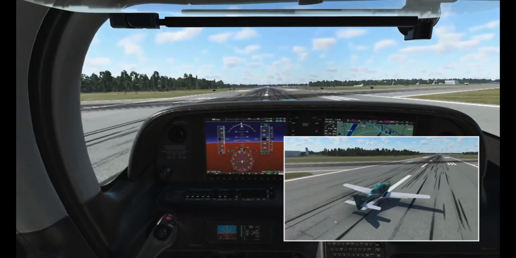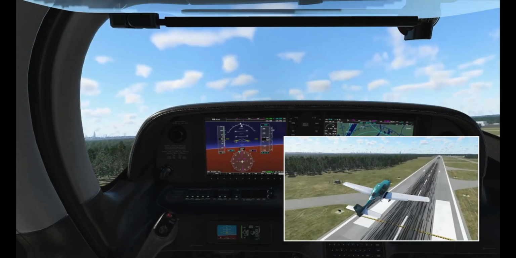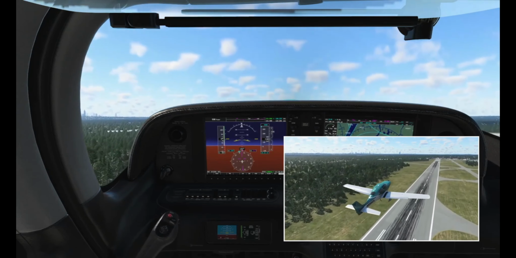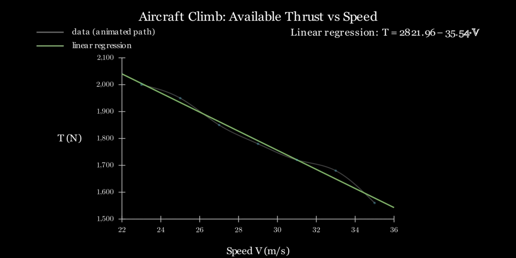a given altitude. During climb, the engine usually operates at maximum continuous power, which corresponds to a propeller speed of about 2,350 revolutions per minute. By keeping this speed constant and calculating from liftoff up to the cruise speed, we can determine the power available from the propeller at different flight speeds.